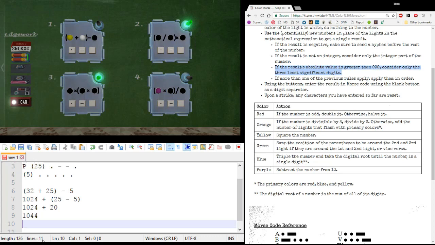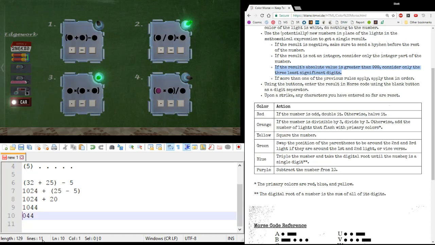So our answer is 1044 when we do the calculation, but we only care about the 3 least significant digits. That's 044, which is actually just 44. Drop leading zeros, you don't punch those in. So our answer is going to be 44.